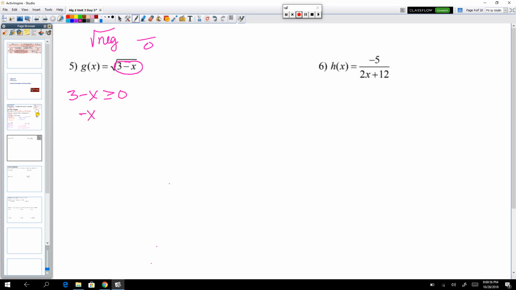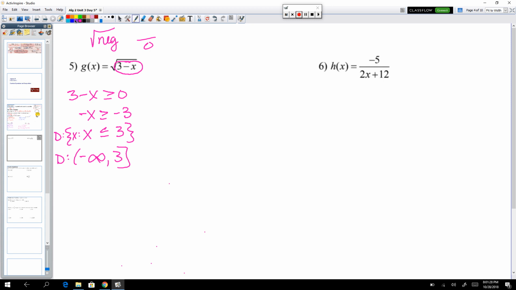Solve for x like you would any other time. Remember, dividing by a negative to get that x isolated means you flip the direction of the inequality. So the domain of this can be stated x less than or equal to 3, or you can put it in interval notation, everything from negative infinity up to 3 and including it. And if you check numbers less than 3, those will be fine. If you check numbers greater than 3, you'll notice that those are not fine. If you need to pause the video and prove that to yourself, please do so.